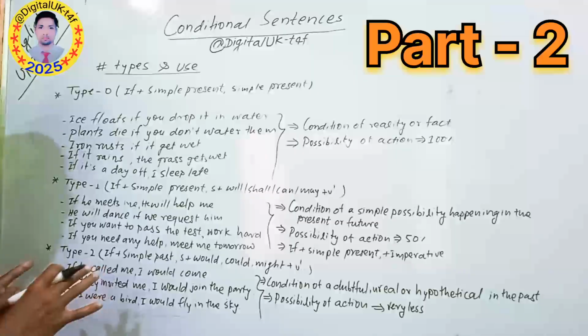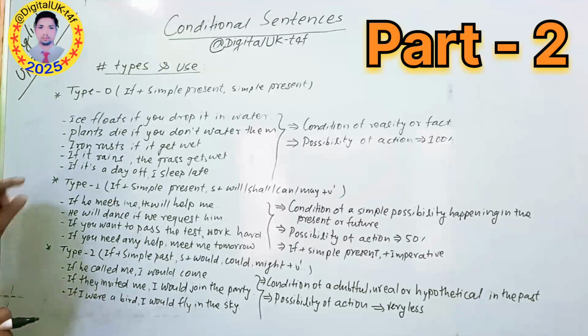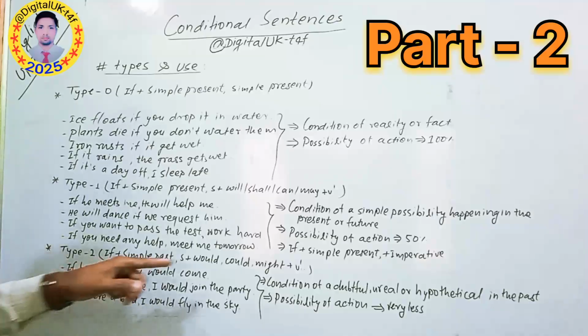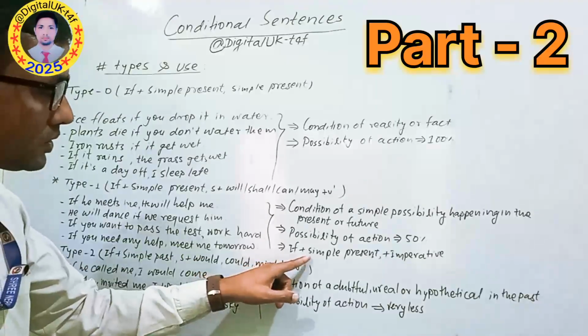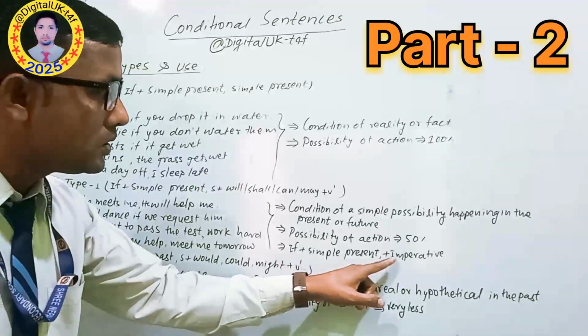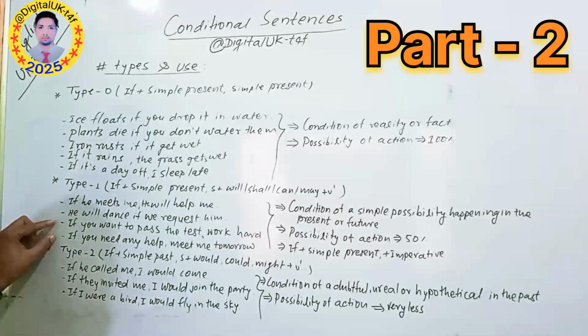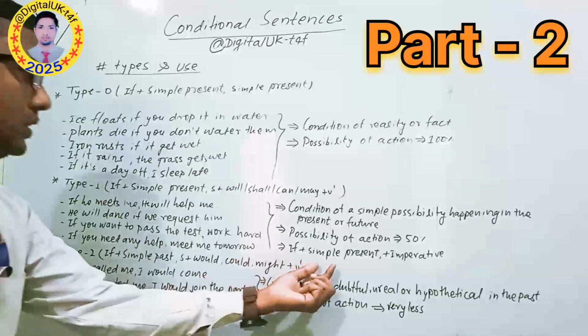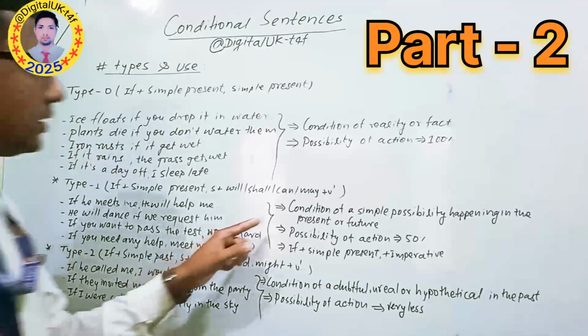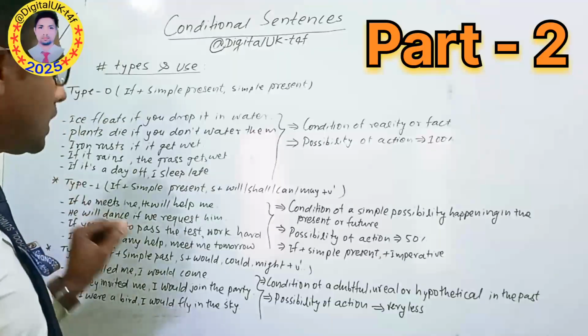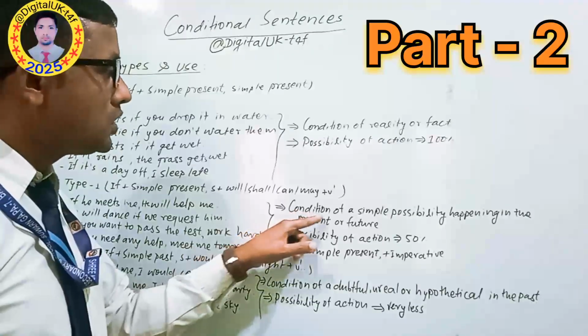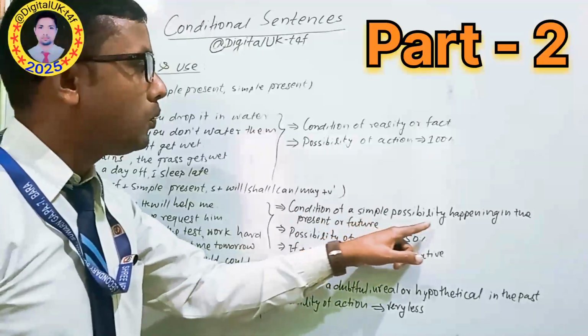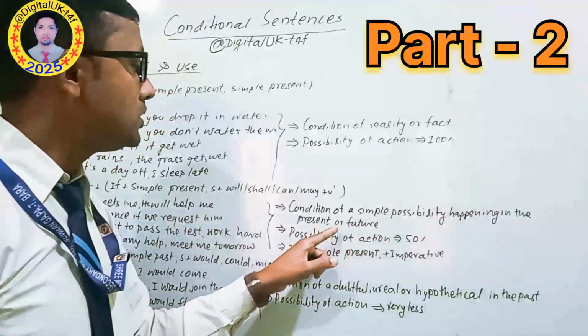So overall, what can we say here? In the type 1 structure we should understand: if plus simple present plus imperative. So these two sentences are based on this structure. After that, this type 1 takes the condition of a simple possibility of happening in the present or future.